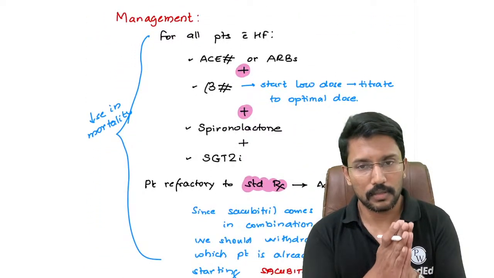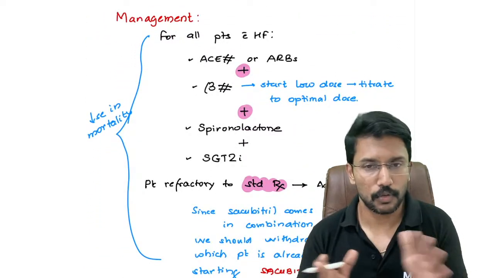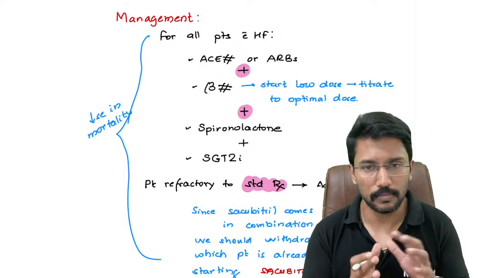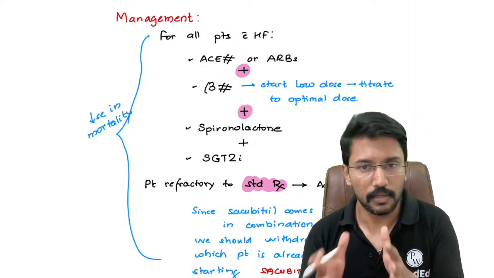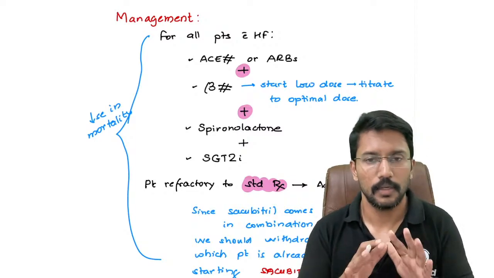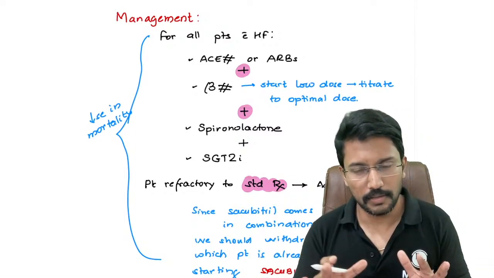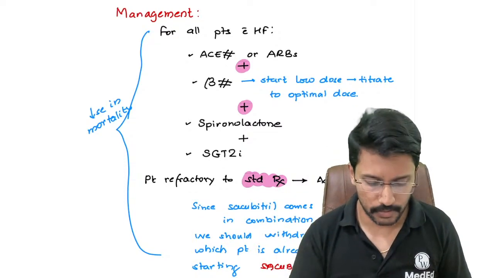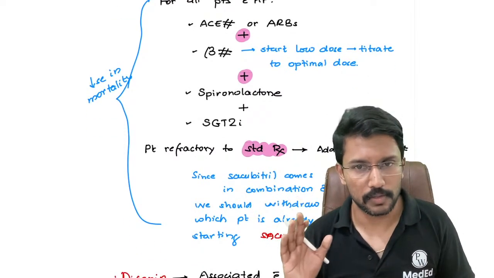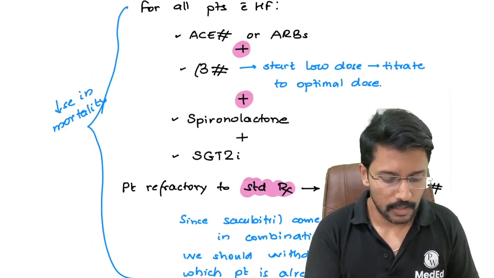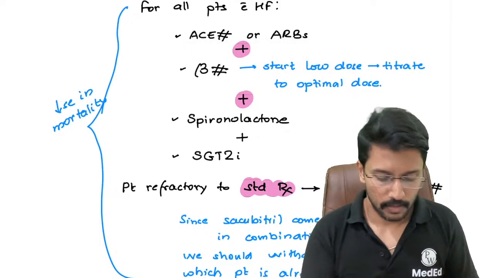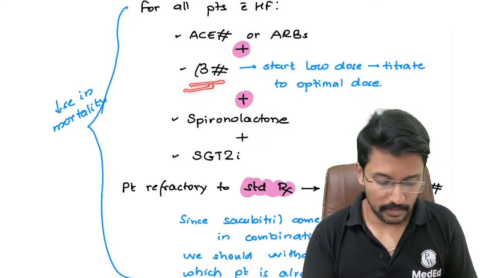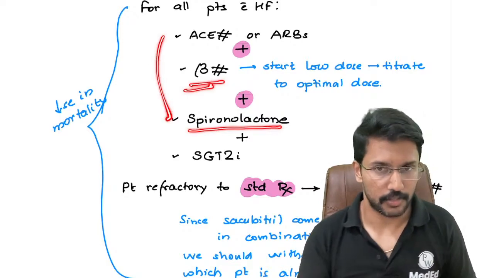Now, having understood clinical features, diagnosis and the pathophysiology, a quick take on the management. How do we manage a patient with heart failure? Mainly the heart failure with reduced ejection fraction. So this management generally applies regardless of the severity of heart failure for all patients. What we do is we have to block RAS and the sympathetic nervous system, right? So that is why we treat them with ACE inhibitors or ARBs plus a beta blocker to block the sympathetic nervous system, and then spironolactone. These three are standard drugs.